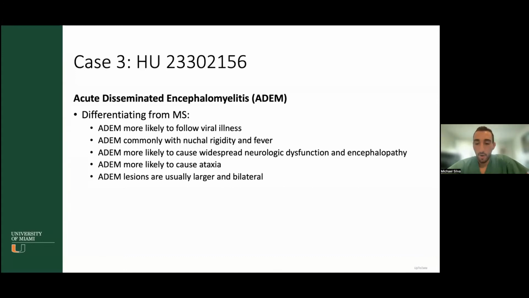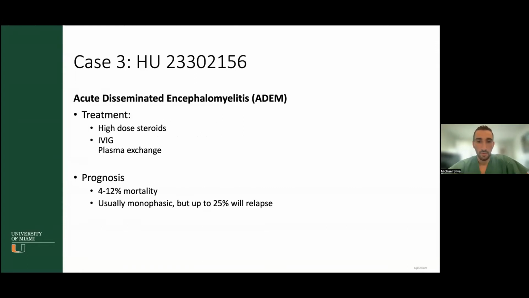So altogether, the history and the imaging can be suggestive of this over MS. Treatment: high-dose steroids, IVIG, and plasma exchange. 4 to 12% mortality, usually monophasic, but in about a quarter of cases, there can be a relapse. So, these are patients that often go through neurology, but sometimes come to us for biopsy, and it's important to be familiar with the differential and how to work it up.